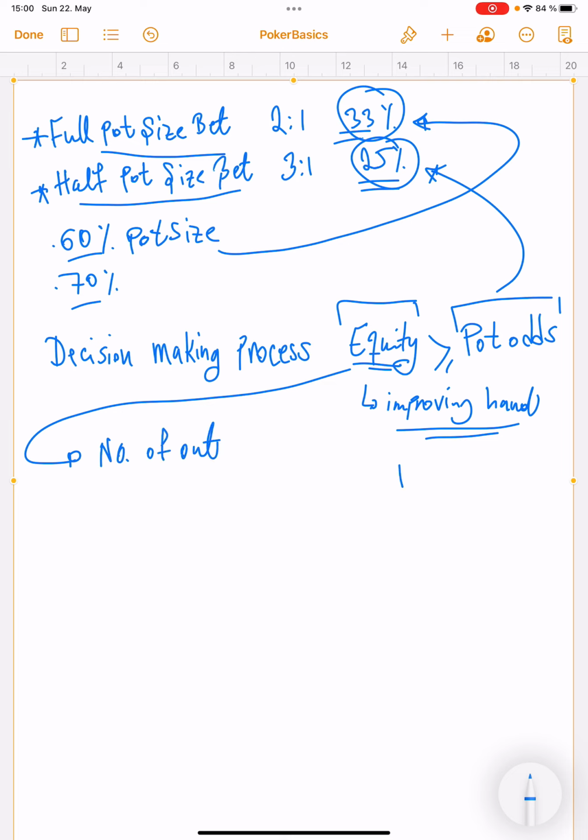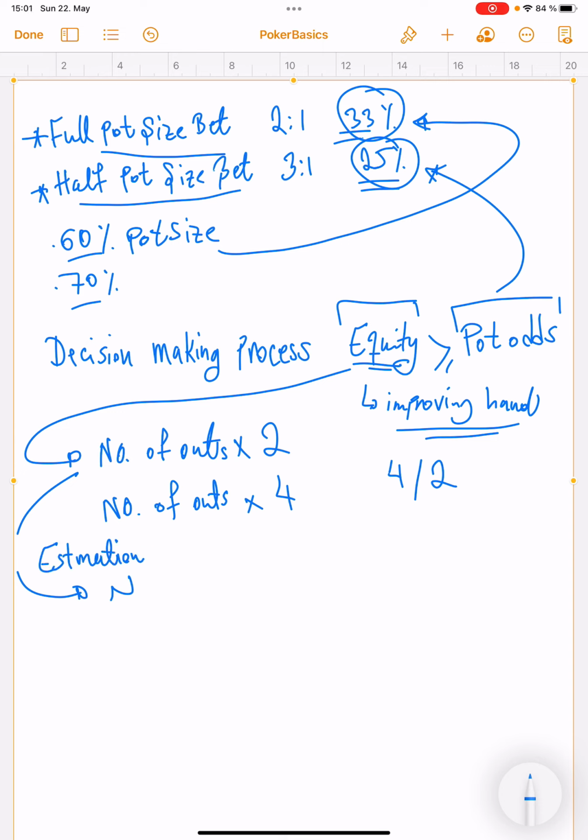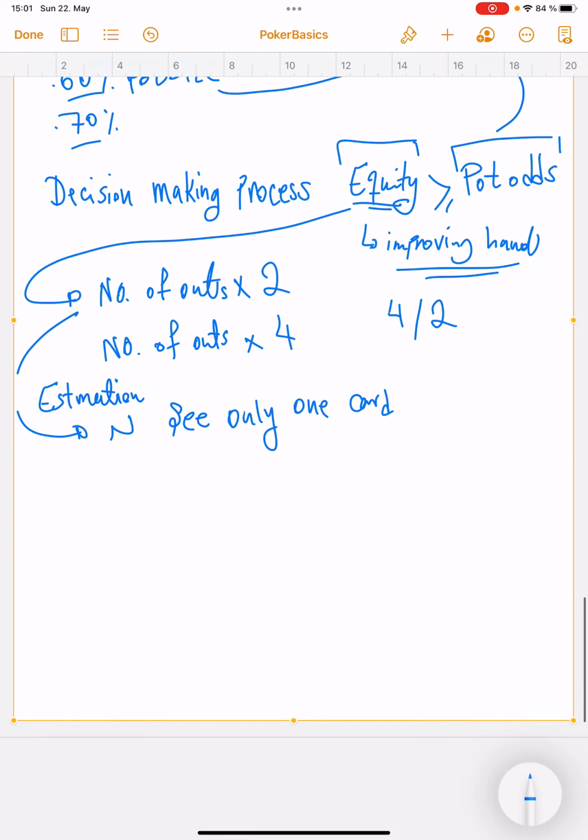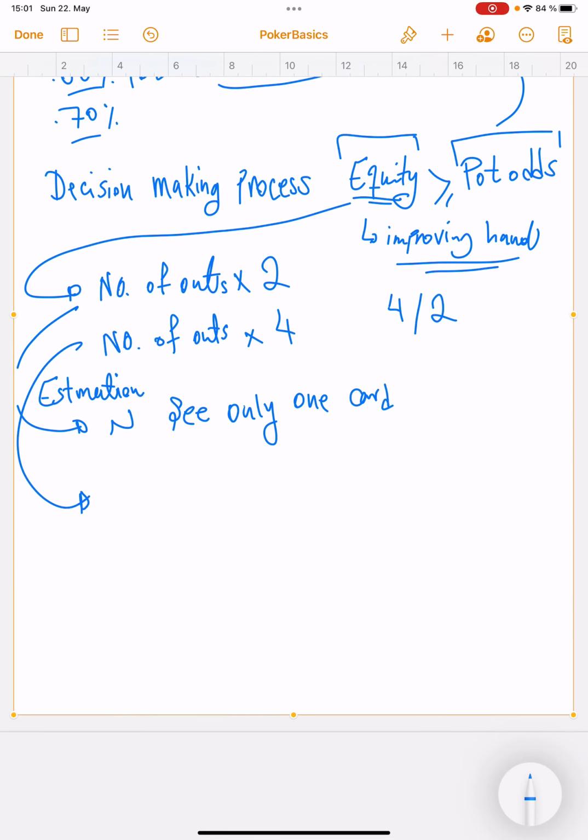And let me tell you, there's a 4-2 rule: number of outs multiplied by 2, or number of outs multiplied by 4. This is an estimation, not exact. The multiplication by 2 is the estimation of the probability of hitting your desired card when you want to see only one card. And the multiplication by 4 is again an estimation when you want to pay to see two cards.